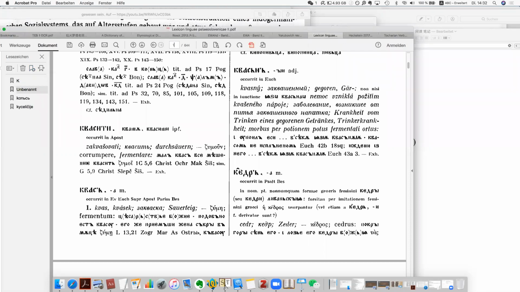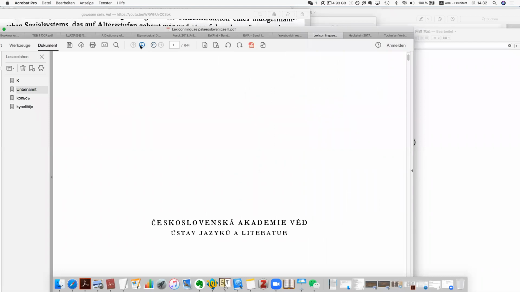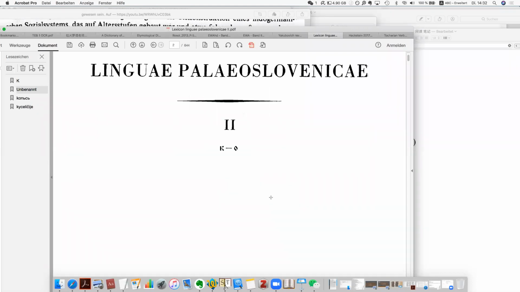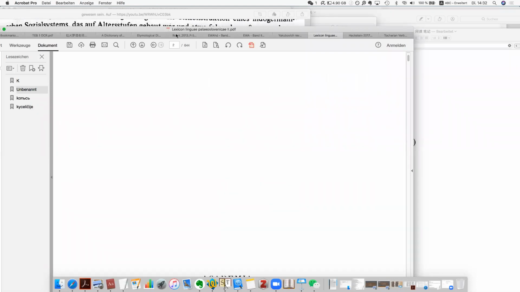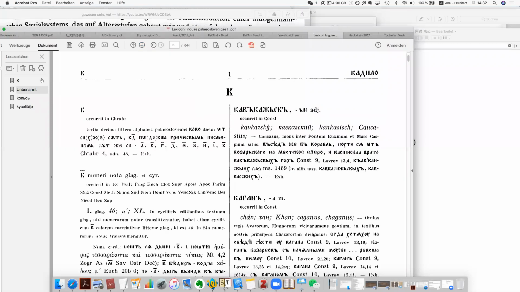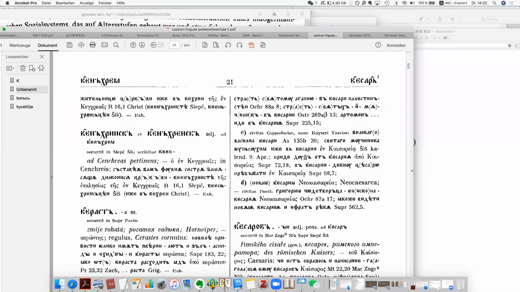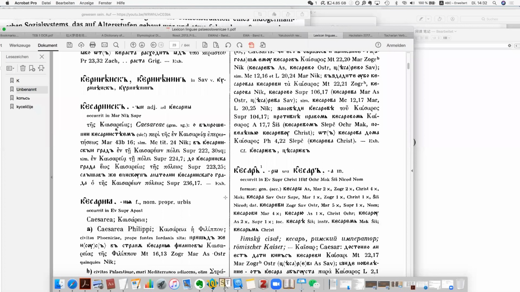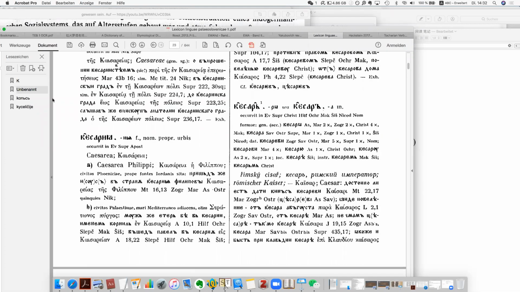This is a dictionary we use. For the Old Church Slavonic, it's called Lexicon Linguae Paleoslovenicae, and it has 4 volumes. And for this, we have to check this one. So you find the word here. So this is the word for Kesar.